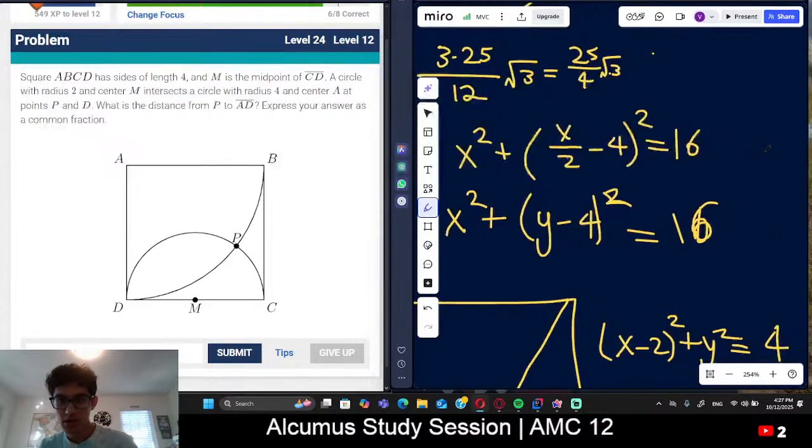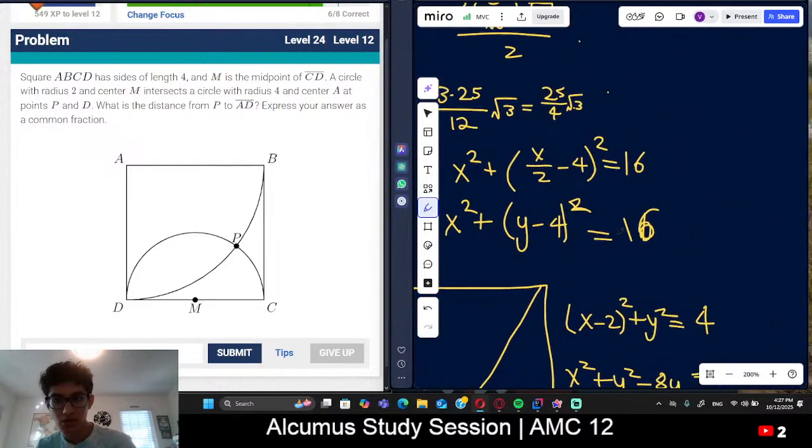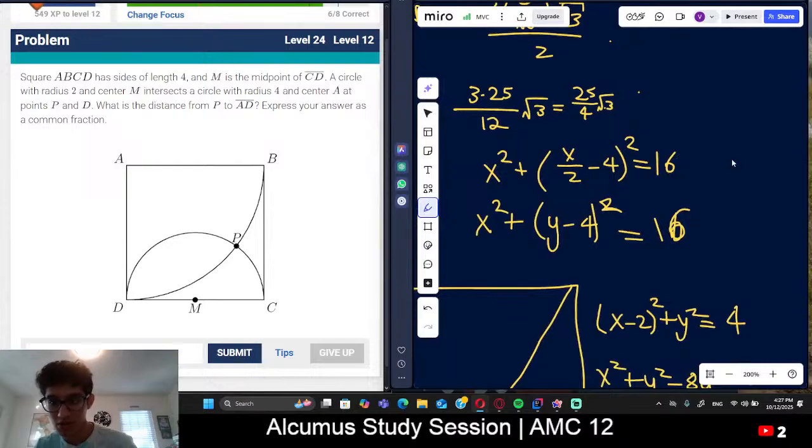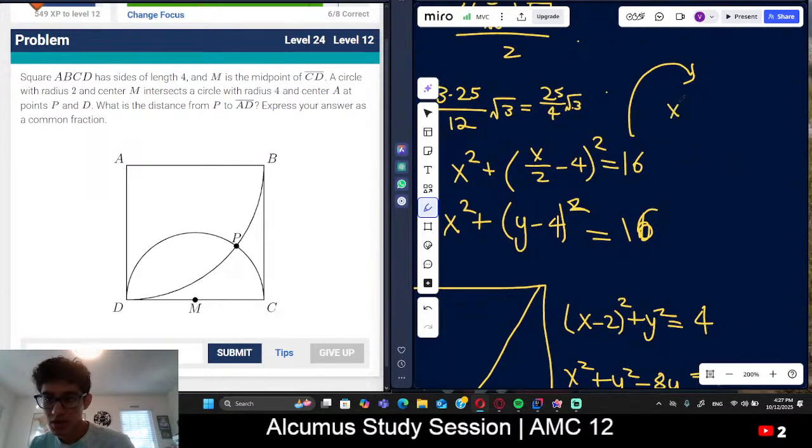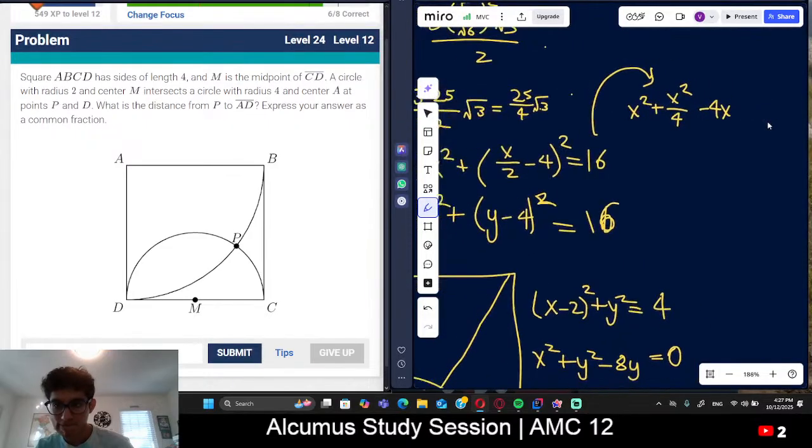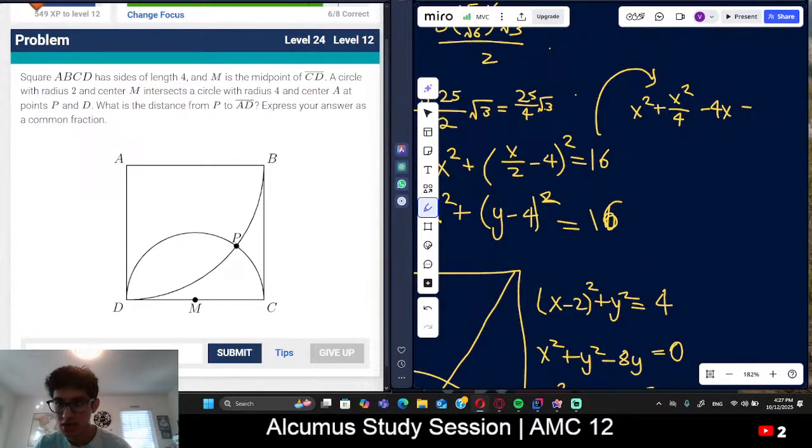And now that's all that there's left to do. So obviously 0 is still going to be a solution of this. So now we just need to find the other one. And let's do that. X squared plus x squared over 4 minus 4x is equal to 0.